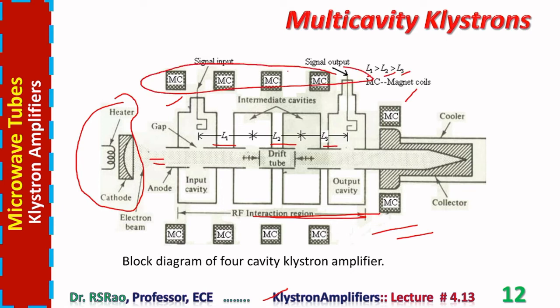These are magnetic coils. The purpose of these coils is to prevent the electron beam from spreading out, or to confine the electrons to a beam. Collector, cooler. So these are all the things. Signal input is given to the input cavity through a current loop. Output is taken from the output cavity through another loop.